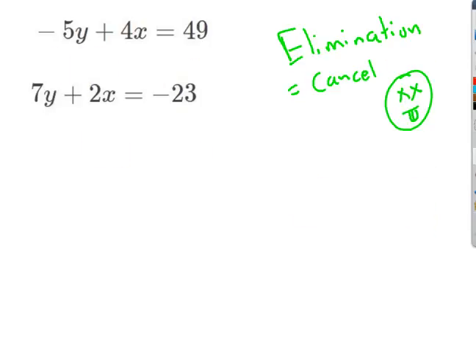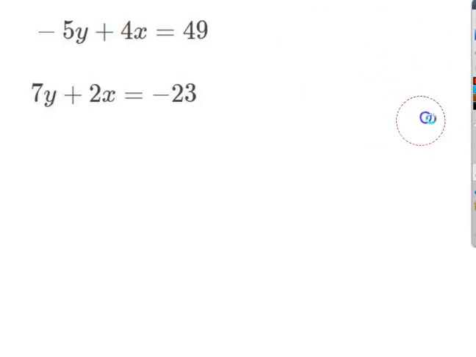The problem here is that if I look at these columns, nothing eliminates. So these y's don't eliminate because 5 is not the opposite of 7. And these x's don't eliminate because 4 and 2 are not opposite, and I don't care if those eliminate. So in this problem, it's called challenging because nothing eliminates to start with. So I'm going to have to create something to eliminate. Eliminate means cancel. This is called the cancel method or the elimination method.